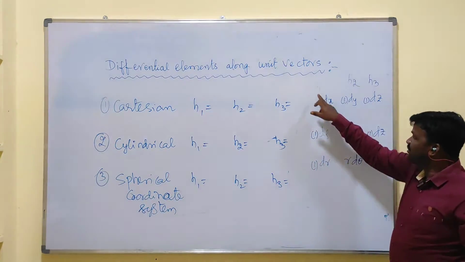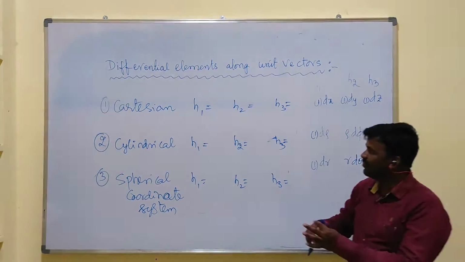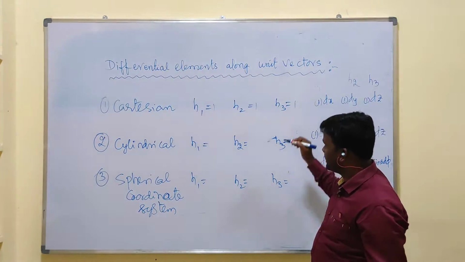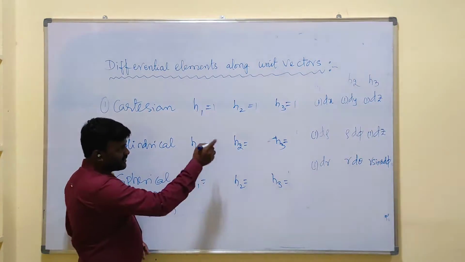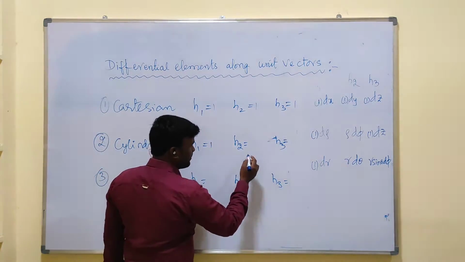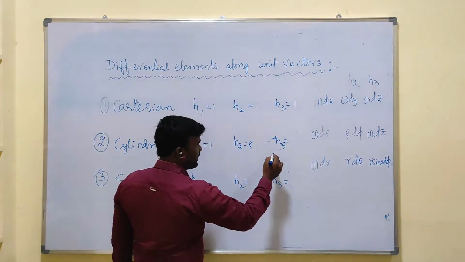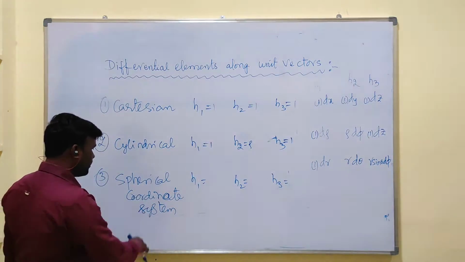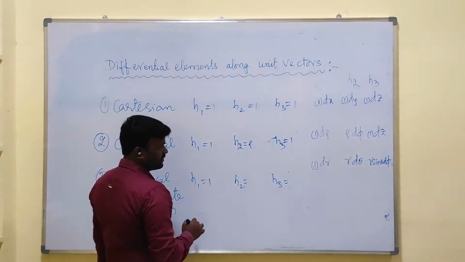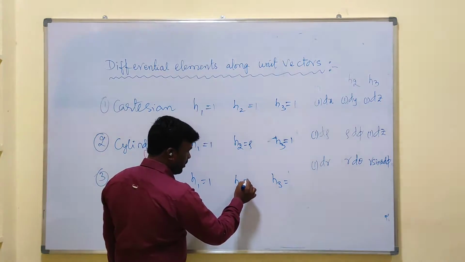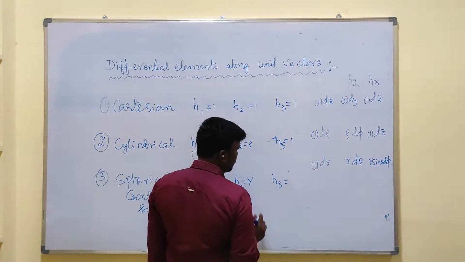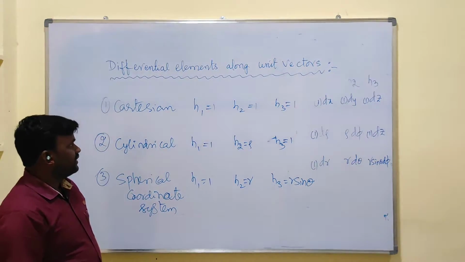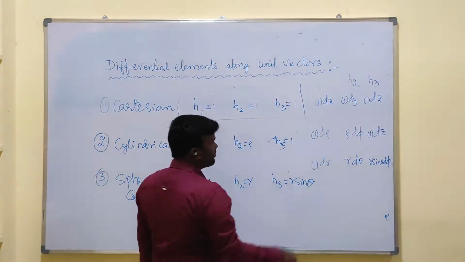Here H1 is nothing but the multiplication factor of dx, which is 1. H2 is the multiplication factor of dy, that is 1. H3 is 1. Similarly, for cylindrical, the multiplication factor of d rho is 1, the multiplication factor of d phi is rho, and the multiplication factor of dz is H3, that is 1. Now for the spherical coordinate system, the multiplication factor of dr is 1, the multiplication factor of d theta is r, and the multiplication factor of d phi is r sin theta. In the Cartesian coordinate system, all are ones.